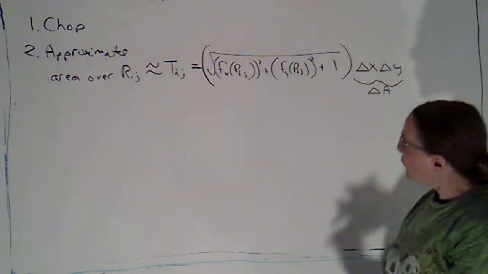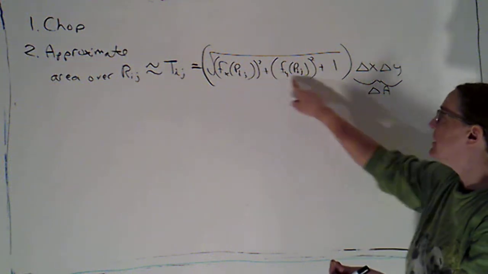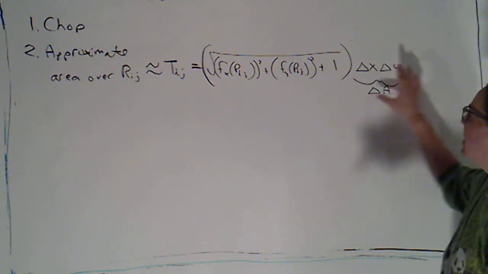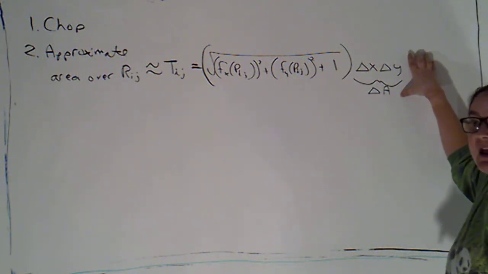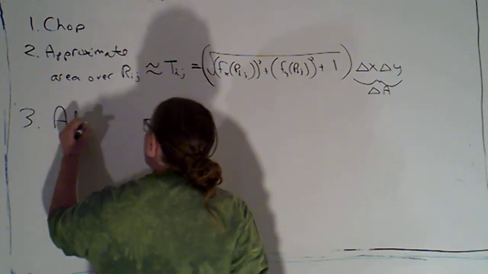It was the square root of the partial with respect to x at our representative point squared, plus the partial with respect to y at our representative point squared, plus 1, all multiplied by delta x, delta y, which of course we can call delta A. Okay. So now we're going to add these all up.